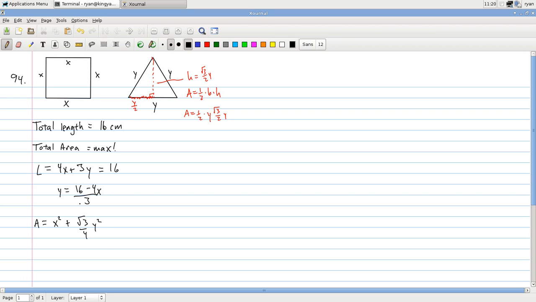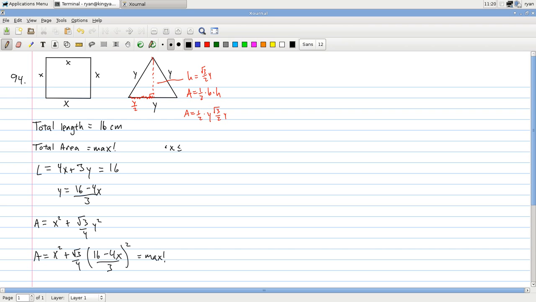Since we've already solved the constraint equation, let's plug what we know for y into the area formula. So we have that the area is x squared plus radical 3 over 4 times this y quantity squared, and that's 16 minus 4x over 3 squared. This is the area, and now that we're down to one variable, we're ready to maximize this.